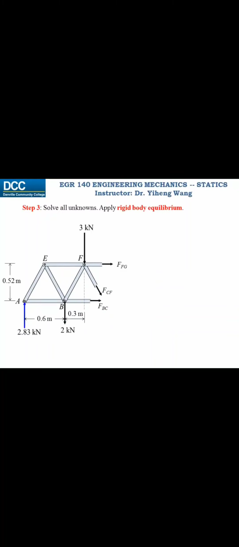Step 3, apply rigid body equilibrium to solve for our unknowns. We start with a free body diagram of the left segment, and since we have already solved for the support reaction at point A, we have only 3 unknowns, FBC, FCF, and FFG, and we can write 3 equilibrium equations. Remember, normally we would write 2 force equations and 1 moment equation. However, note how force BC and force CF are concurrent, and force CF and force FG are also concurrent. Therefore, it will be convenient to write 2 moment equilibrium equations about point C and point F.